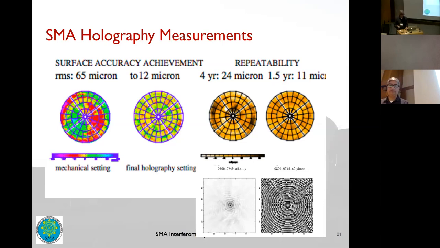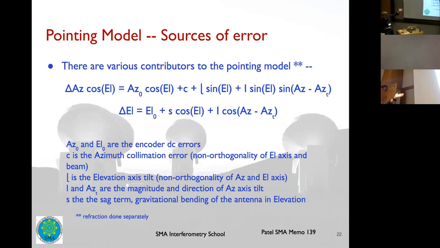The other thing that's important is pointing. You want to know where your dish is pointed because you want all your dishes pointed in the same direction, otherwise there's no interferometry. There are a number of contributions. The SMA is a reconfigurable array, so you take the antennas and move them from one pad to another, typically every couple of months. When we take the antenna and put it on another pad, you don't have very good control. You have reasonable control, but there will be some errors which we have to determine.